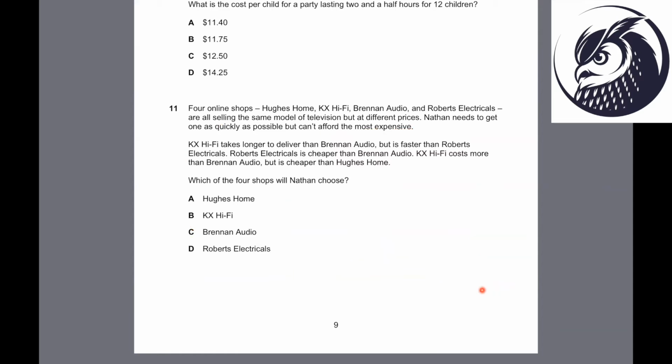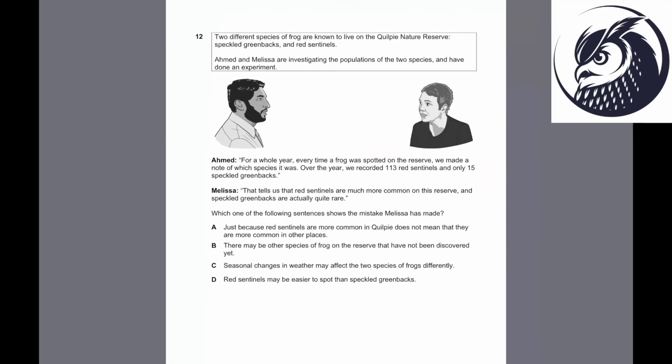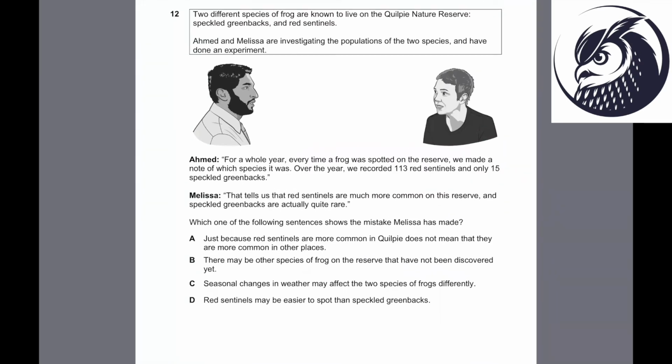Great, let's keep going. Now let's look at question 12. So it is one of those detecting reasoning errors again. So let's have a read. We know that two different species of frog are known to live on the Quilpie Nature Reserve, speckled greenbacks and red sentinels. Ahmed and Melissa are investigating the populations of the two species and have done an experiment.